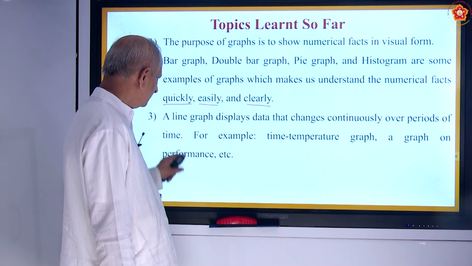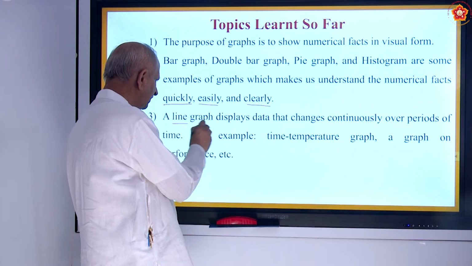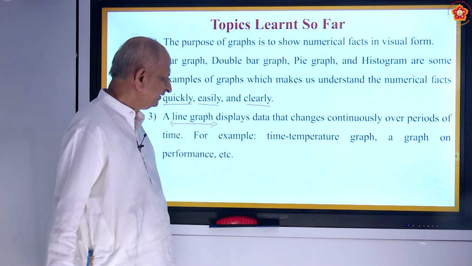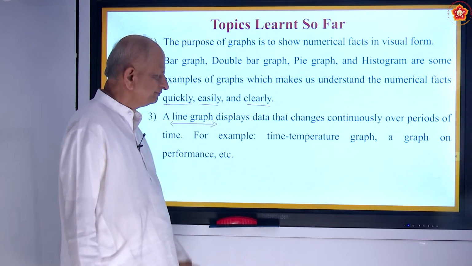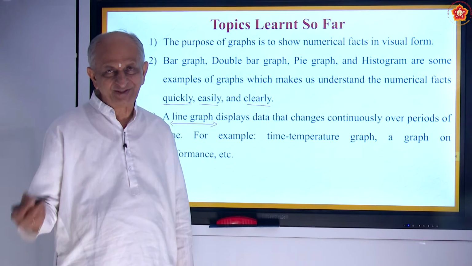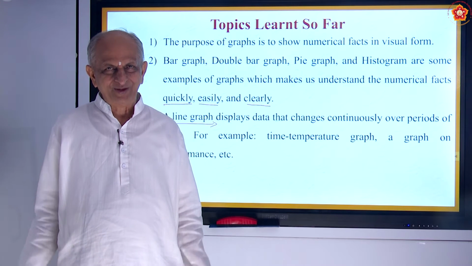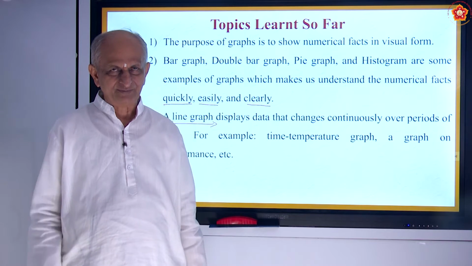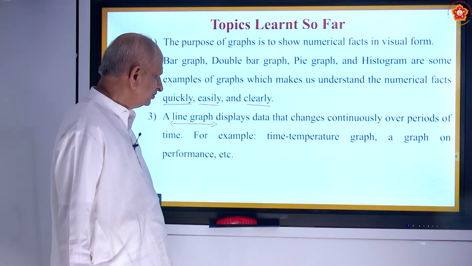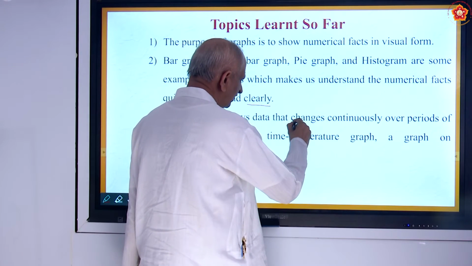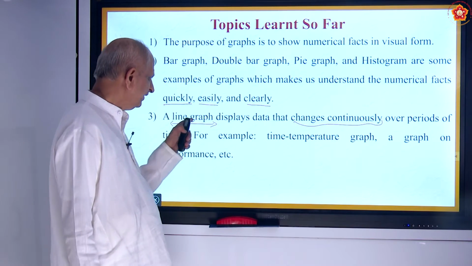Also we have seen about the line graph. A line graph tells about a line. What type of line? It displays data that changes continuously over periods of time. For example, the temperature of a patient, not healthy boys and girls like you, but those who are admitted to the hospital or who are under care. Their temperature will be fluctuating, is it not? So it changes continuously. So that will be shown in the form of a line graph.